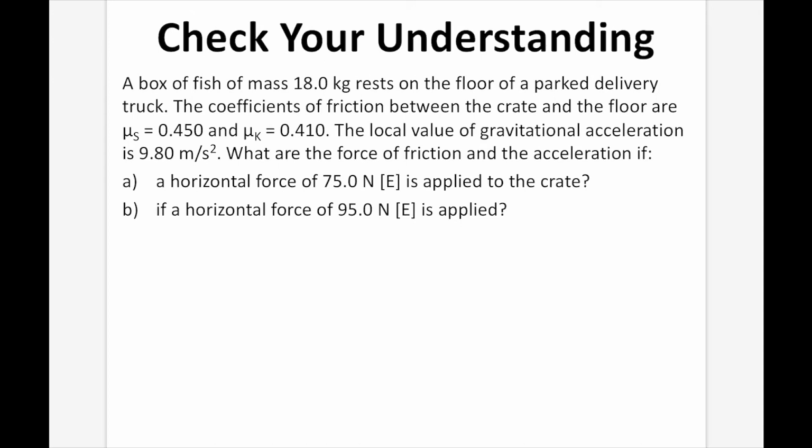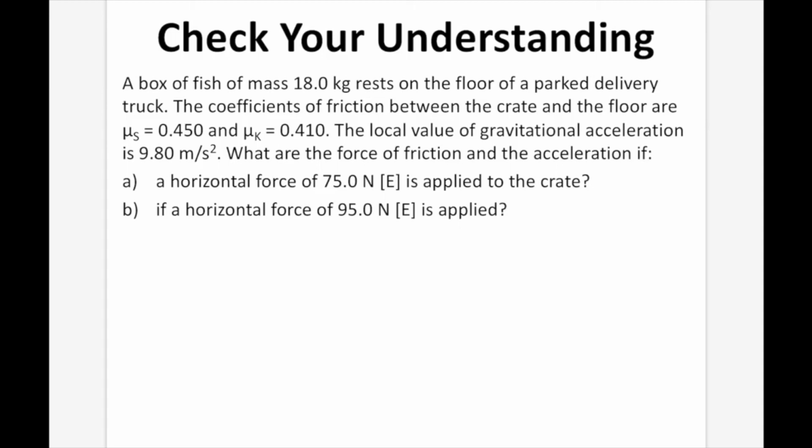Check your understanding. A box of fish of mass 18 kilograms rests on the floor of a parked delivery truck. The coefficient of friction between the crate and the floor is 0.50 for μs and 0.41 for μk. The local value of gravitational acceleration is 9.8 meters per second squared down. What is the force of friction and acceleration if A, a horizontal force of 75 newtons east is applied to the crate, and B, if a horizontal force of 95 newtons east is applied? So I'll let you pause the video and answer these two questions.